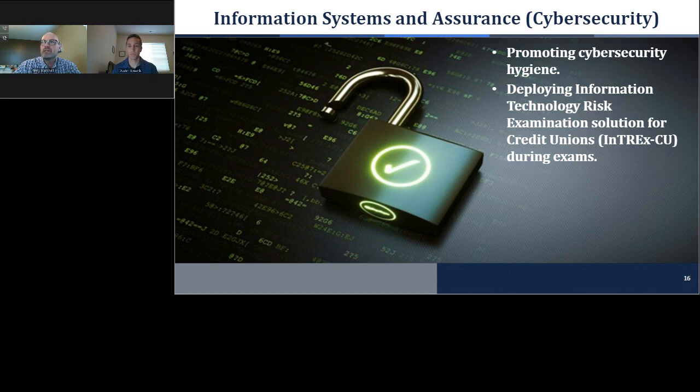Okay. IS&T, Information Systems and Assurance, also known as cybersecurity. This has been a huge thing and close to me, really. And really, it's about these emerging cyber attacks, this persistent threat to not only credit unions, but the financial sector as a whole. The likelihood of these affecting credit unions and the consumers just is increasing. And it seems like it's exponential in terms of increase because of a couple of factors.